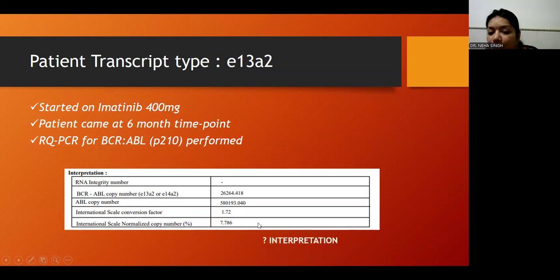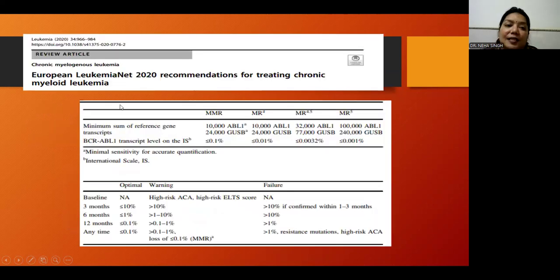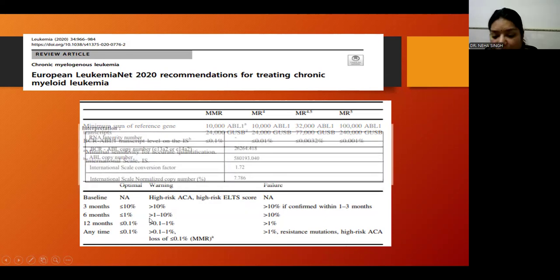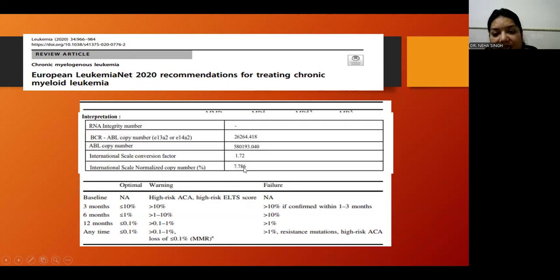Now, how are we going to interpret this? You will get help from this article, which is the ELN 2020 and later 2023 recommendations for treating CML, where you see at 6 month time point, your value is 7.786 in the report, right? And at 6 months time point, you are expected to have a value of less than or equal to 1%. And this is lying in the region of warning, which means suboptimal response.